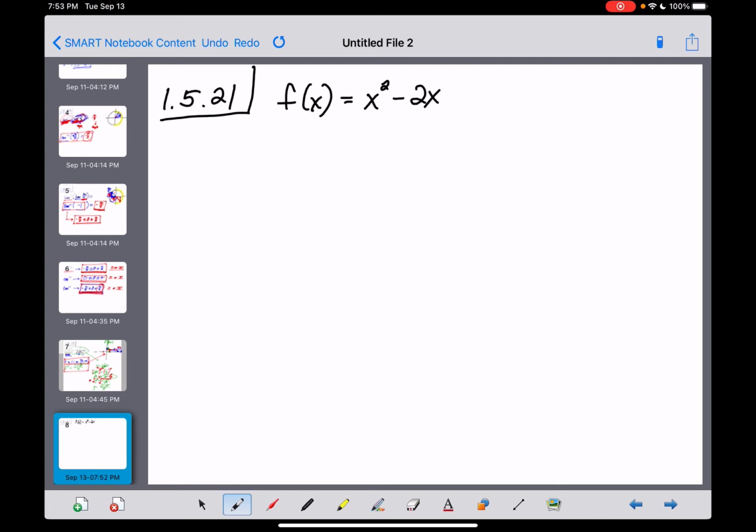Okay, section 1.5, problem 21. They give you a function here, f of x is equal to x squared minus 2x. They want us to determine a domain on which f inverse exists and then find a formula for f inverse for that domain of f.